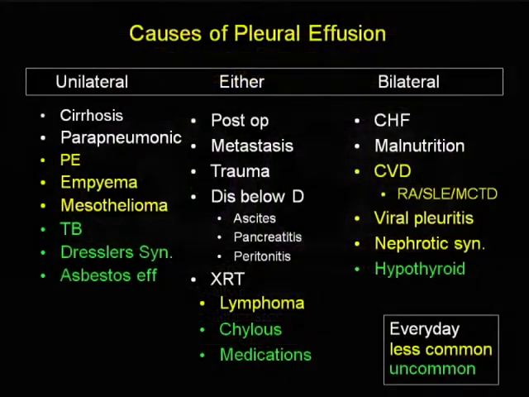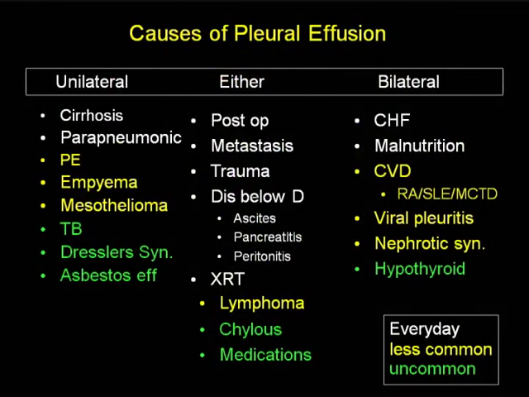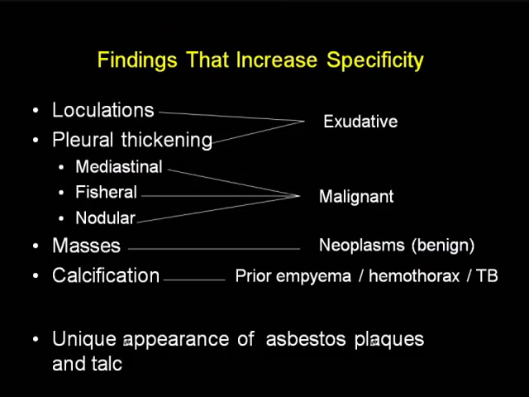So what have we talked about today? We've talked about causes of pleural effusions, and I think that we should start off with things that are commonly unilateral, things that are commonly bilateral, and then things that are everyday, things that are less common, and things that are uncommon. And order our differential diagnosis based on those characteristics. There are findings that increase the specificity of pleural disease. If you have loculations or pleural thickening, those are associated with exudative effusions. If your pleural thickening involves the mediastinal pleura, the fissural pleura, or appears nodular, that's nearly always malignant in nature.